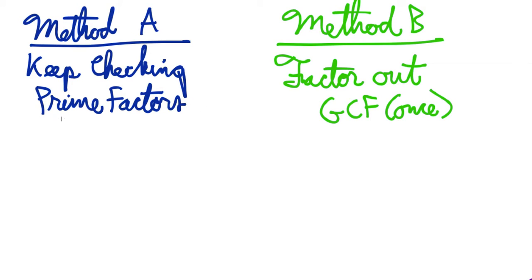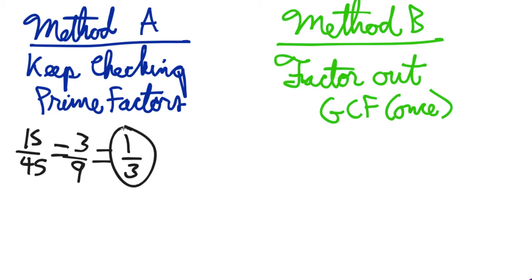So let's take 15 over 45 as a first example. If I divide the numerator and denominator both by 5, that becomes 3 over 9. And then we see that this new fraction, 3 over 9, can also be further factored by 3, top and bottom. So, okay, cool. Divide the numerator and denominator both by 3. It becomes 1/3. So we had to factor twice there using method A.